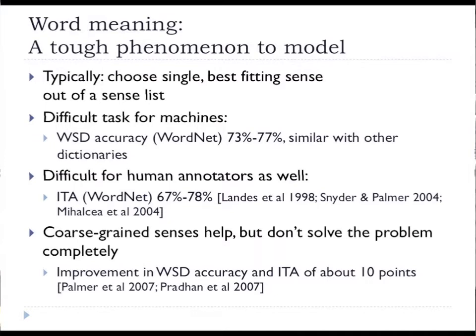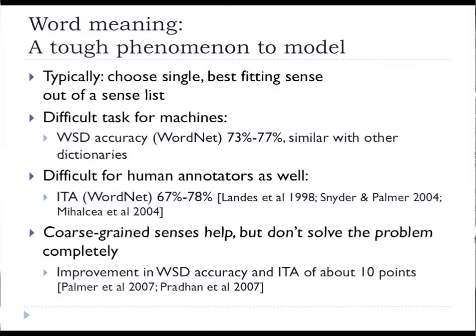So if you look at inter-annotator agreement, using WordNet senses, you get an inter-annotator agreement of 67% to 78%. That's really not great. This is surprising, because if this is how people deal with word meaning, by mentally picking one sense out of their dictionary list, then they should agree more often, shouldn't they? So if you use more coarse-grained senses than what WordNet offers, then you can do better. You get an improvement in word sense disambiguation accuracy, also inter-annotator agreement of about 10 points, but it still doesn't solve the problem completely.